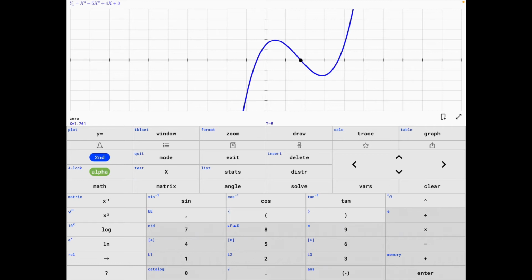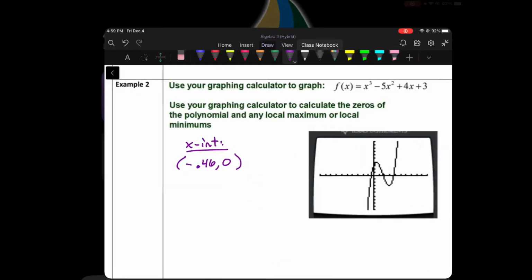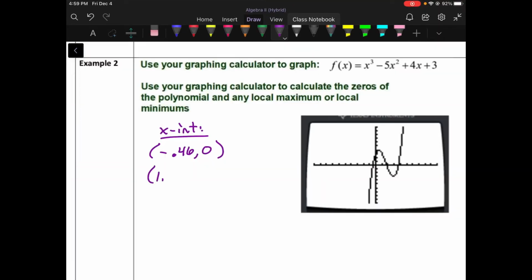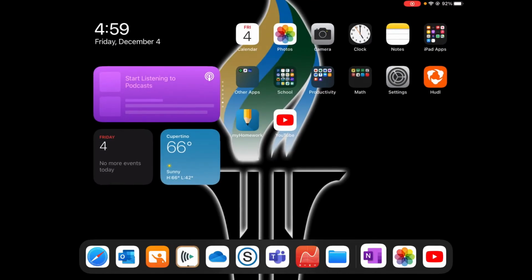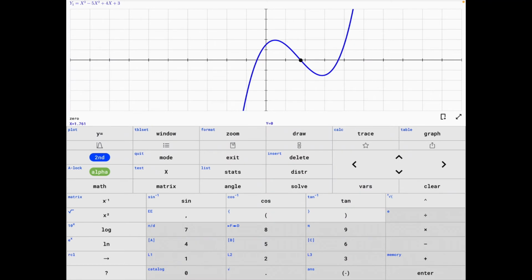The x-intercept is 1.76, so we'll go ahead and add that one. I'll leave the third one for you then, 1.76, comma 0. And then you do the same thing basically for the local maximum or local minimum. So I'll run through one of those just really quickly.